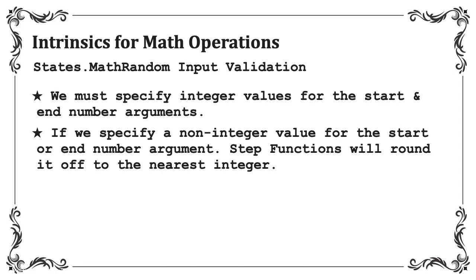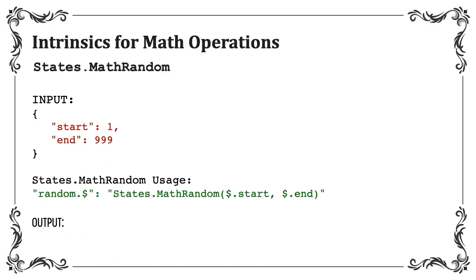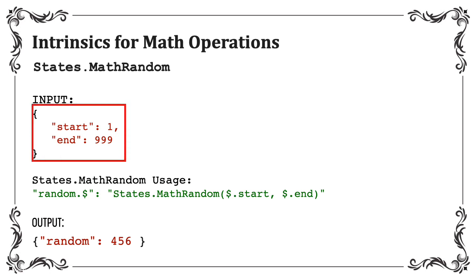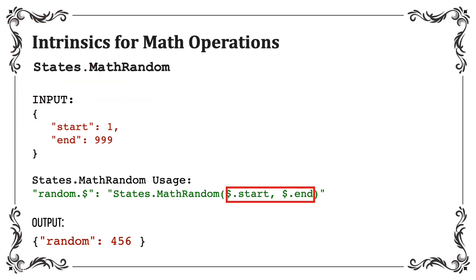a non-integer value for the start number or the end number, then Step Functions will round it off to the nearest integer. For example, let's generate a random number between 1 and 999. You can use the following input values: start 1 and end is 999. To generate the random numbers, provide these two variables, start and end values, to the MathRandom function, and MathRandom will return the following random number as a response.